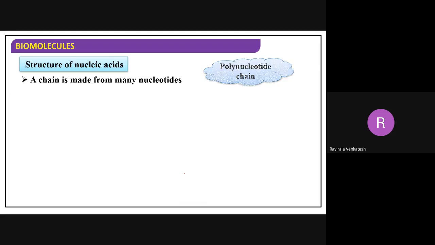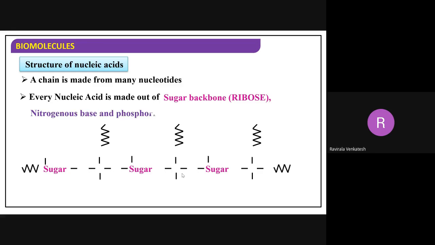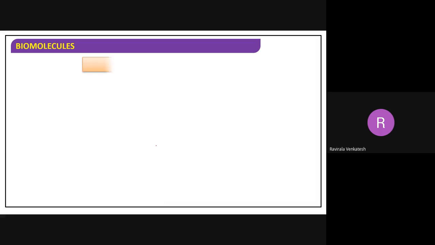Structure of nucleic acid. A chain is made up from many nucleotides like this. You'll see that. Every nucleic acid is made up by what? Sugar, that is nothing but carbohydrate, nothing but ribose. Nitrogenous base, phosphoric linkage. Now we see what is this phosphoric linkage here. Let me see this phosphoric linkage now.